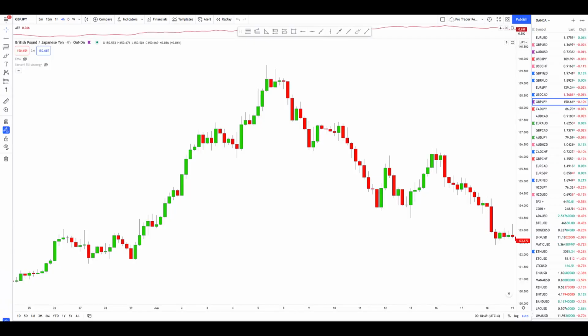So now that you know how to identify the inverse and the regular head and shoulders pattern, it's important that we discuss the actual reason for entry using this pattern. So let's go ahead and get started right now with the regular head and shoulders pattern. Hopefully you've already spotted this one.